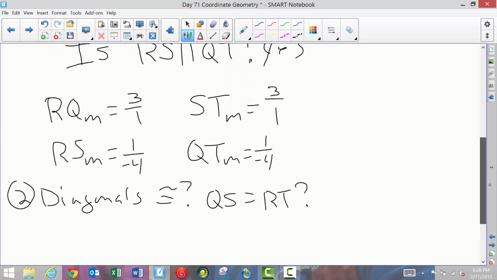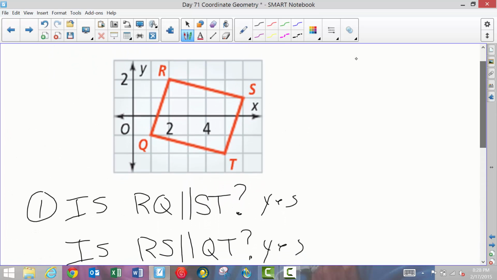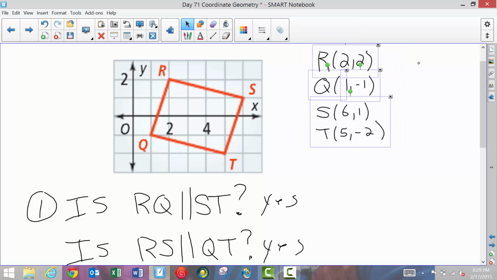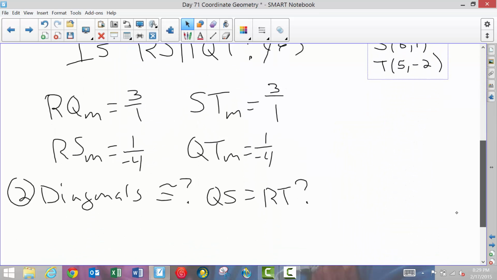Well, let's go back up. I need to get the coordinates. So Q is at over 1, down 1, so that's 1, negative 1. I have R, which is 2, 2. I have S, which is 6, 1. And I have T, which is 5, negative 2. So I'm just going to take these, bring them down here to work with it.